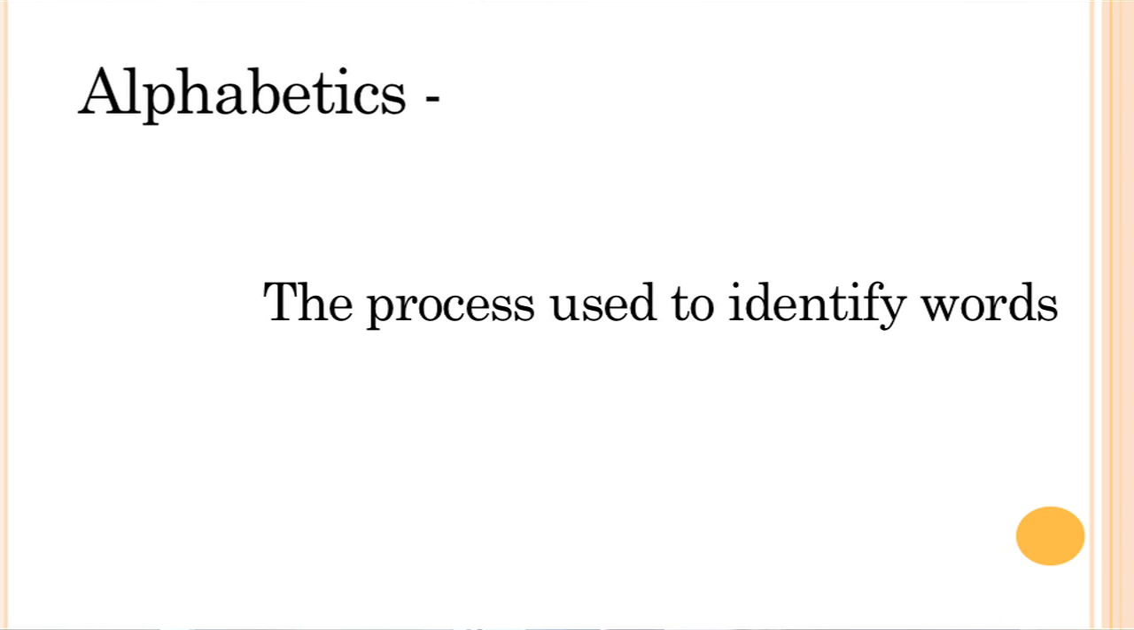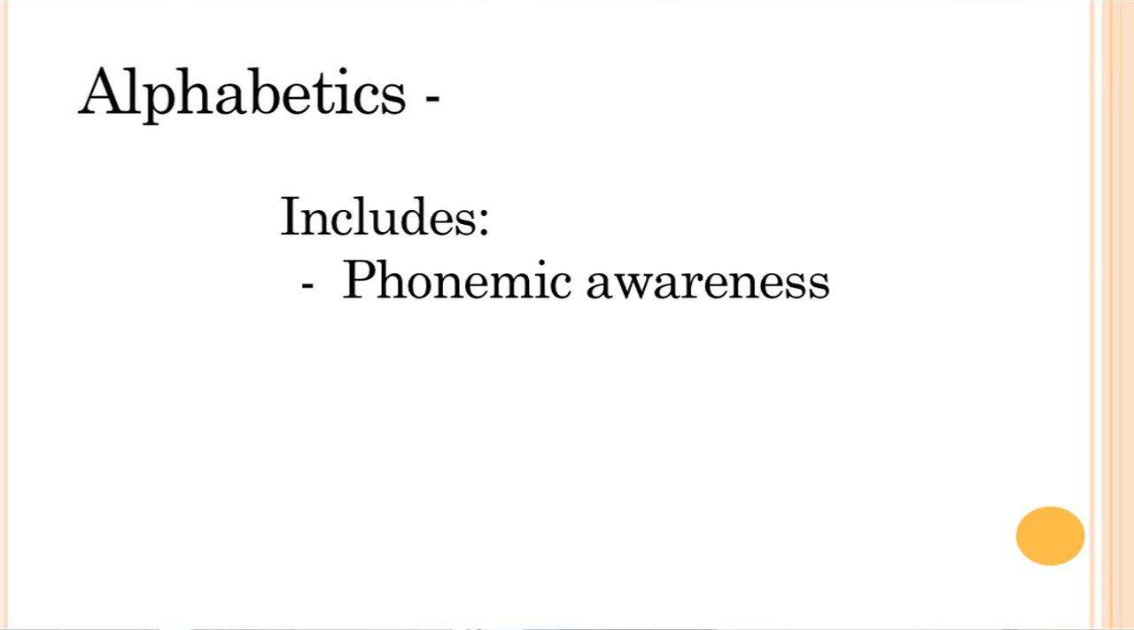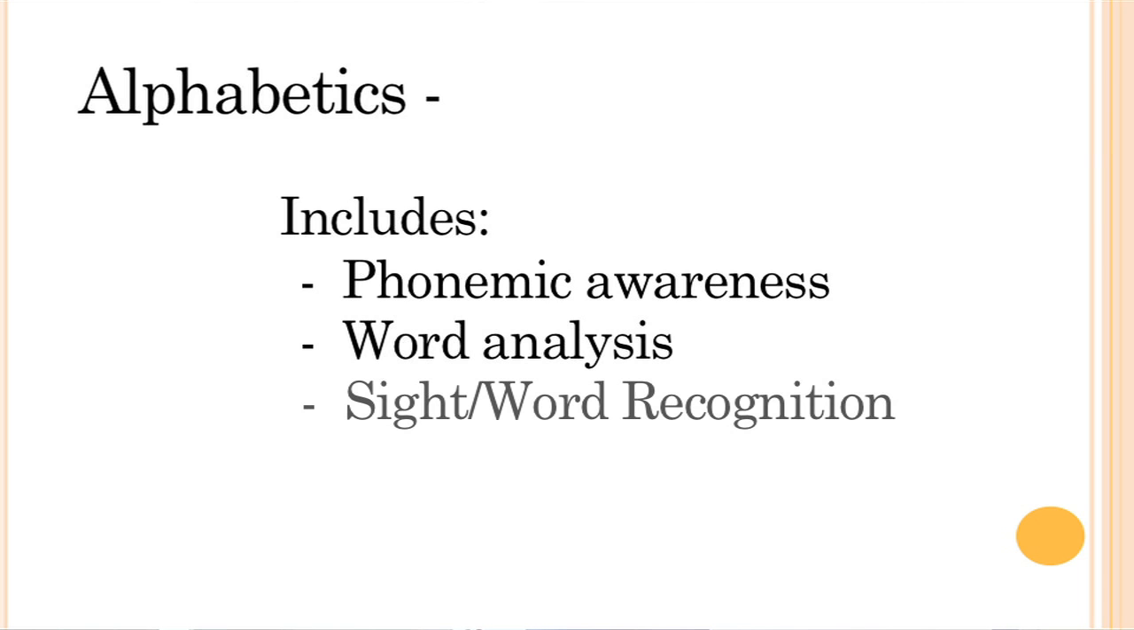The first component is alphabetics. Alphabetics is the process that readers use to identify words. This includes phonemic awareness, word analysis, and sight word recognition. This is when students are corresponding the written letters with the sounds that they make at the very basic level.